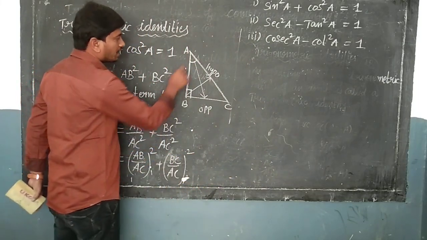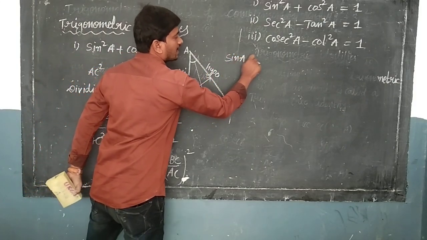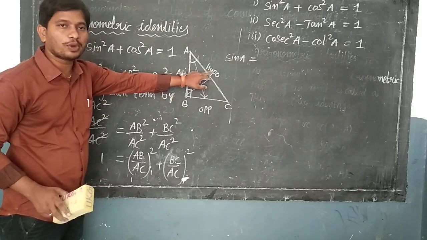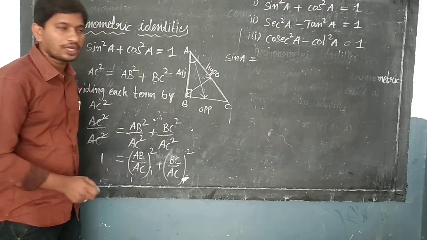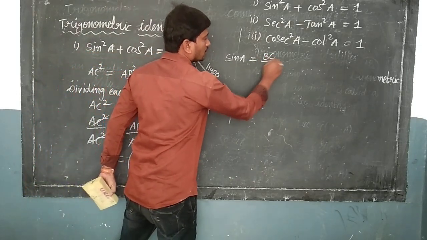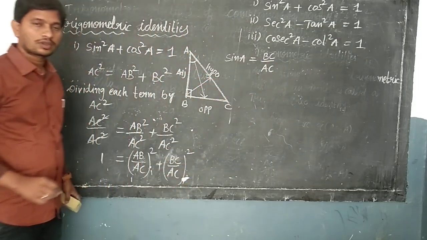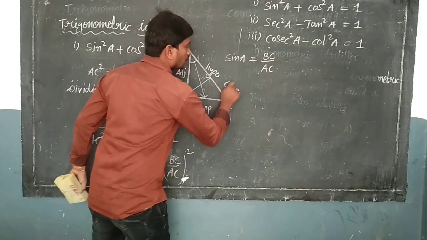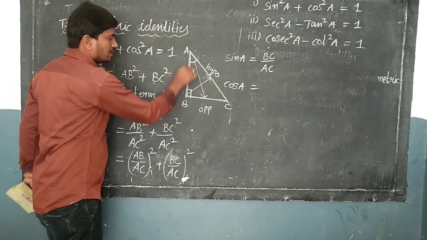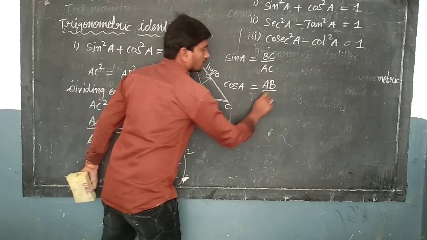Okay, what is the trigonometric ratio with respect to angle A? Sin A, I want sin A. What is sin A? Sin A is nothing but opposite side by hypotenuse. Opposite side is BC and hypotenuse is AC. And what about the cos ratio? Cos A equal to what? Cos is nothing but adjacent by hypotenuse. Adjacent is AB. Hypotenuse is AC.